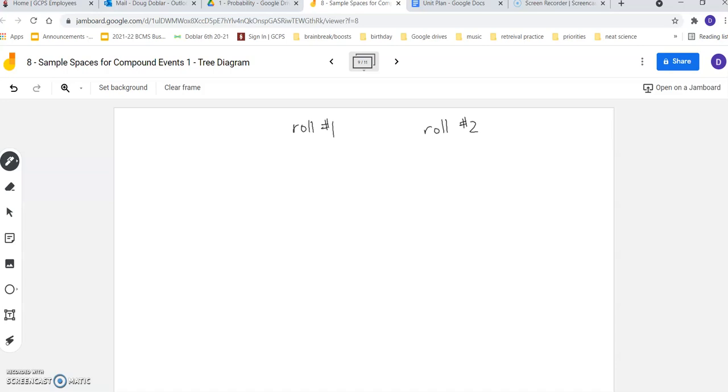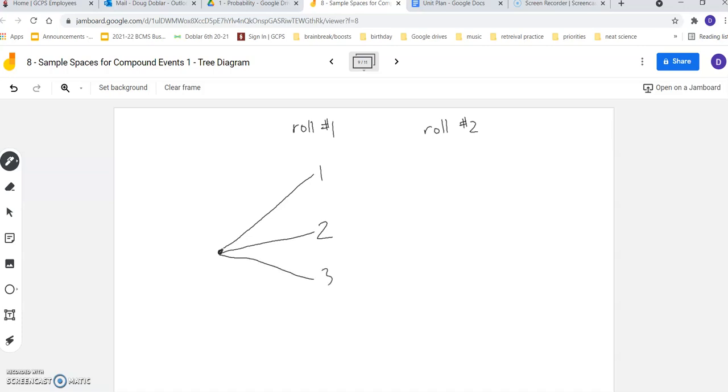Correct? So I'm going to start over here with neither. And when I roll number 1, there are 6 possible outcomes, right? On roll number 1, I could get a 1. Use your whole page to do this, as much space as you can take up.